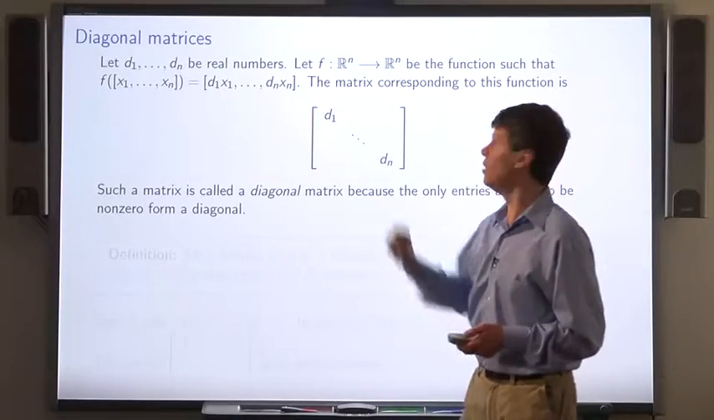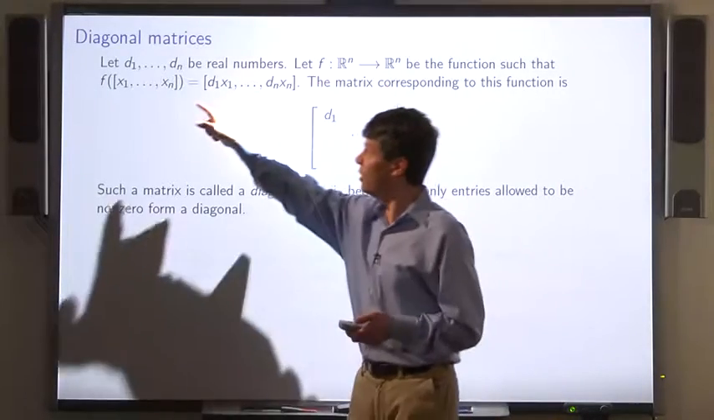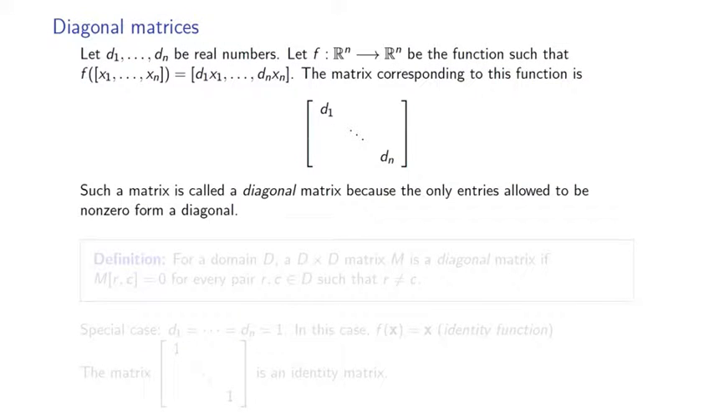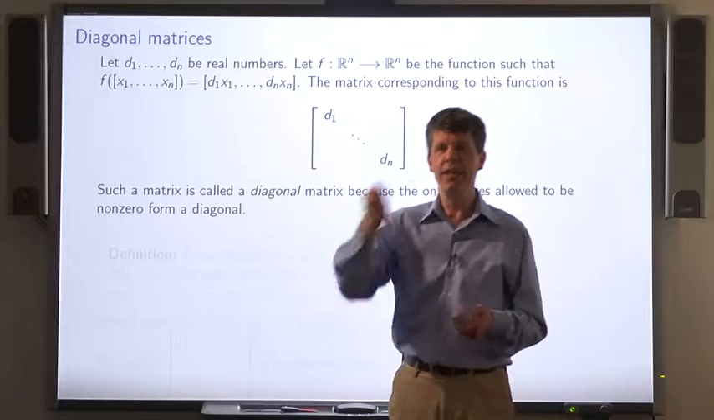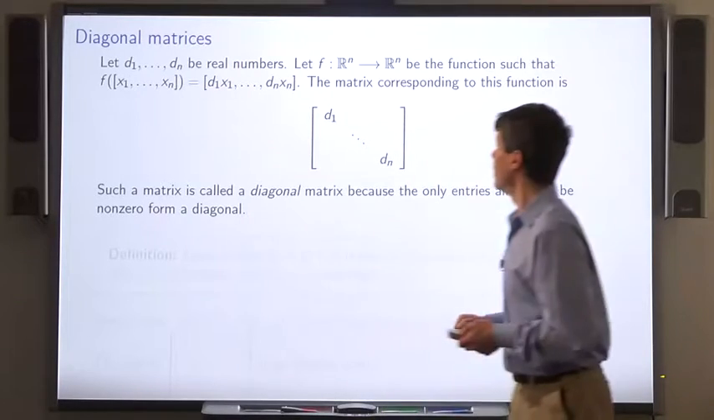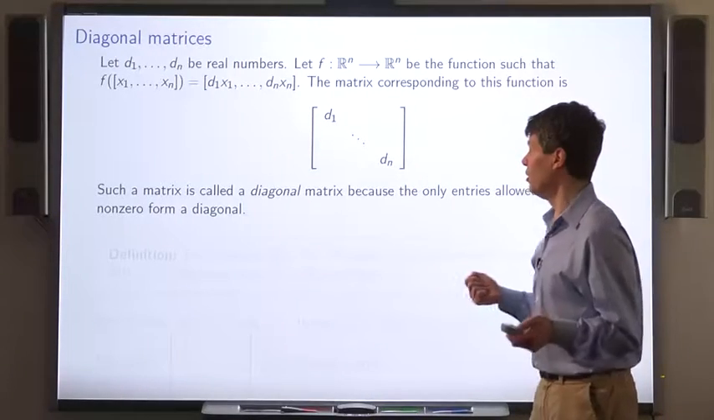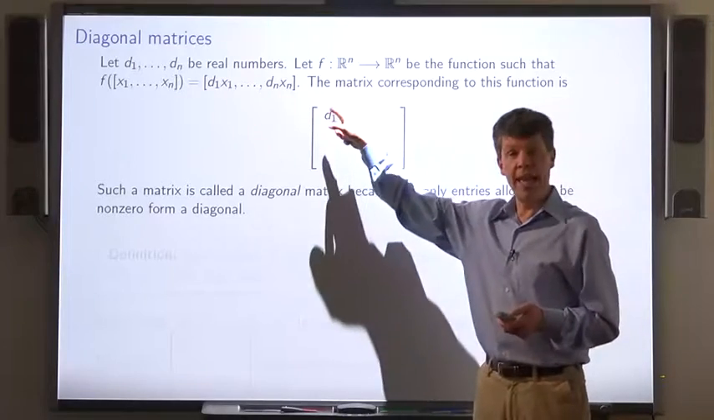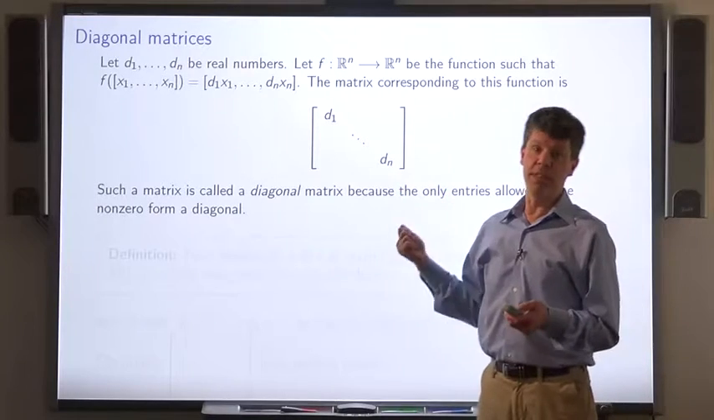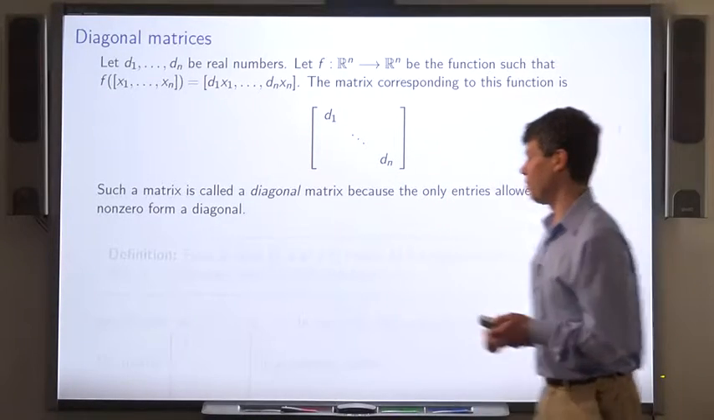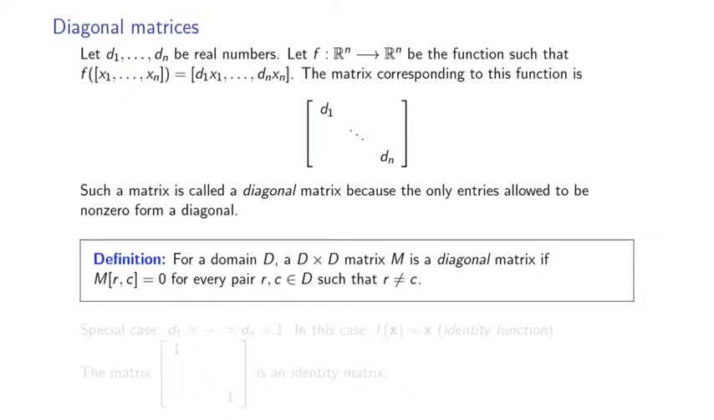Let's consider the function from R^n to R^n defined as follows. Given a vector (x1 through xn), return the vector (d1 x1 through dn xn). So what this function is doing is scaling in each coordinate. And the matrix corresponding to this function has the values d1 through dn going down the diagonal. This is called a diagonal matrix. All the entries off the diagonal are required to be 0.